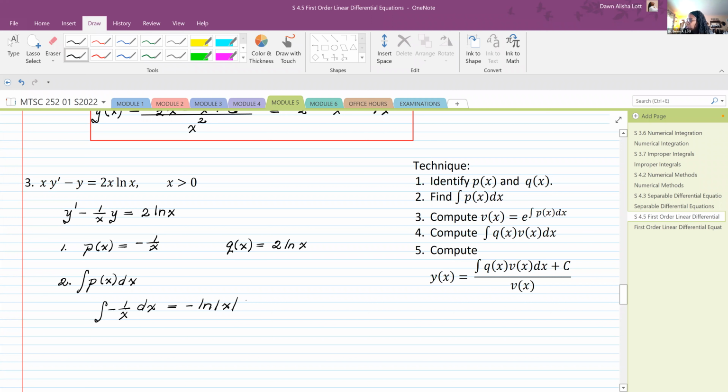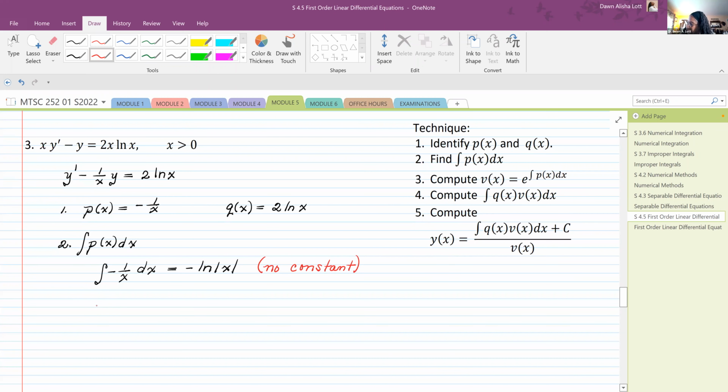Remember, I said here we don't need the constant. So at this step, no constant is needed. And we also know that x is positive, so we don't need the absolute value. So therefore, this is equal to the negative natural log of x, but let's use logarithm properties. If I use logarithm properties, I get the log of x to the negative 1. Any questions about that?